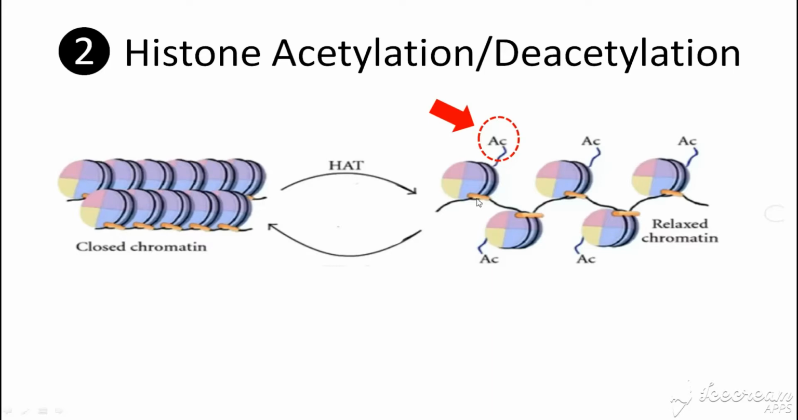Histone deacetylation is the reverse process, in which we remove the acetyl groups from the histones, and that turns the chromatin from a relaxed form into a more condensed form. So deacetylation actually prevents transcription of genes, while acetylation increases the transcription of genes.